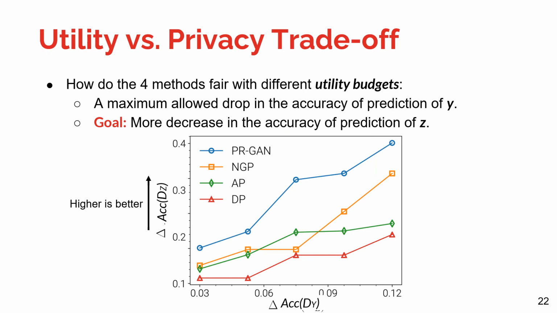Now the question is, how do the four methods fare with different utility budgets? Utility budget here is defined as the maximum allowed drop in the accuracy of prediction on Y. And the goal is to have the highest decrease in the accuracy of prediction of Z. And as you can see, PRGAN is outperforming all the other baselines in this experiment with different utility budgets. This experiment was done on the Wi-Fi dataset.